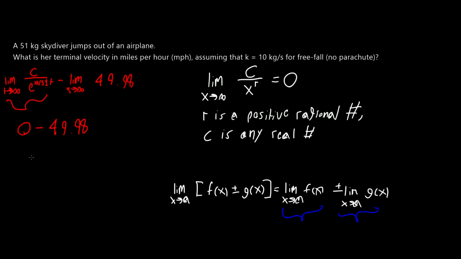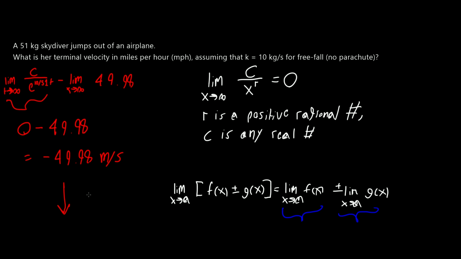So our final answer will be negative 49.98 meters per second. So this is our terminal velocity. As soon as we reach the velocity of 49.98 meters per second as we're moving downward, we will not go any faster. This is our limit. And if you're wondering why this is negative, it is because we're moving downward.